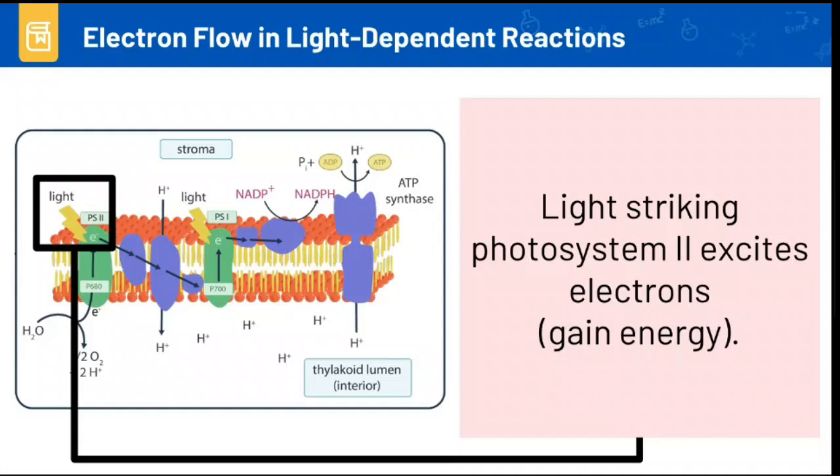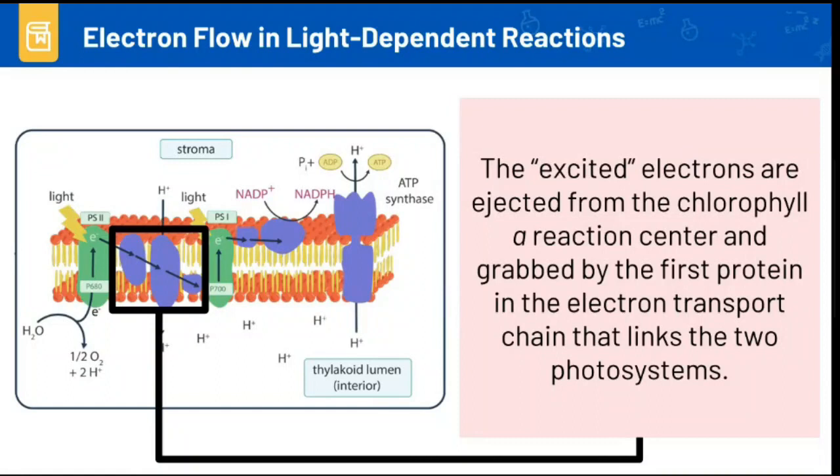Okay, the excited electrons are then ejected from a chlorophyll A reaction center and grabbed by the first protein in the electron transport chain, which connects the two photosystems. Ito siya. Okay. Now, the next step here, okay, asan na tayo? Ayan. As what I mentioned, the excited electrons are ejected from the chlorophyll A reaction center and grabbed by the first protein in the electron transport chain that connects the two photosystems. Okay, these two electrons are replaced by electrons from water molecules that donate two electrons when it splits into your oxygen gas and your two protons. Okay, chlorophyll A picks up these electrons.